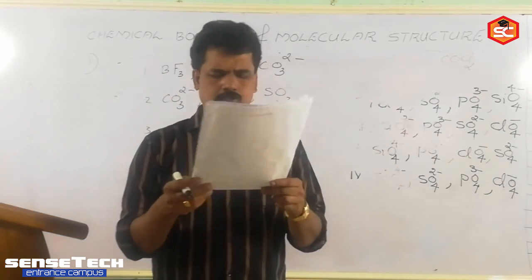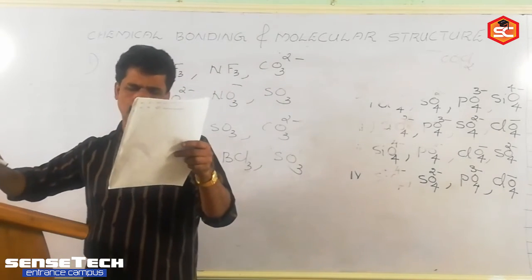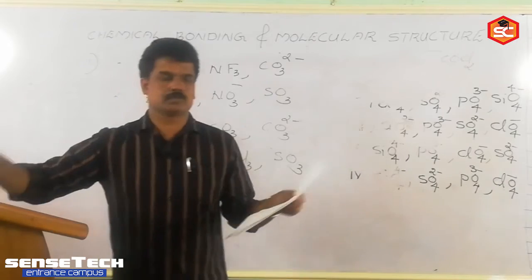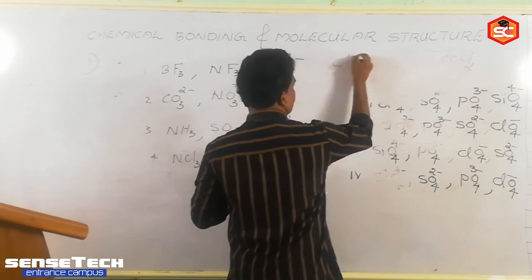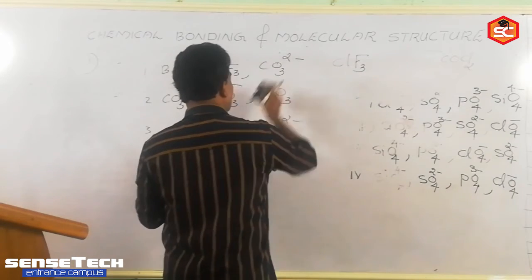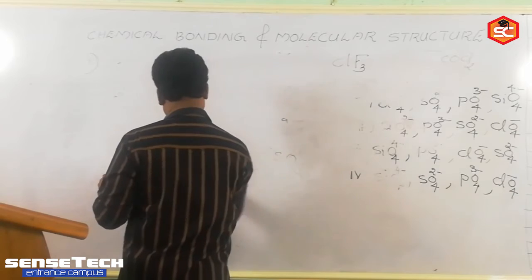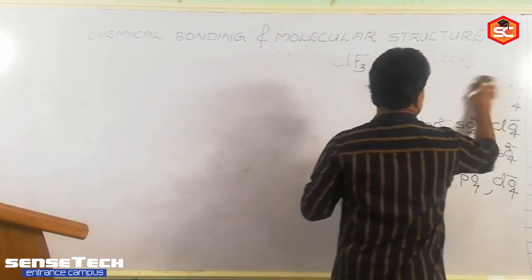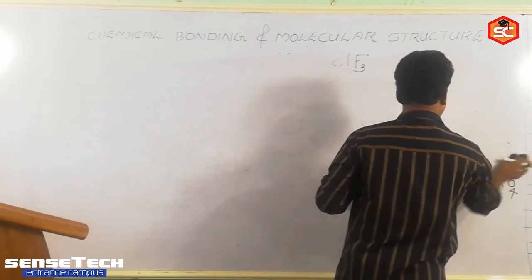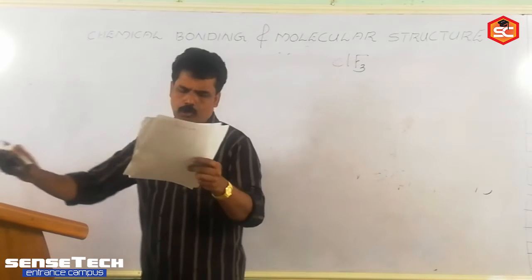Then question number 6. In the structure ClF3, the number of lone pairs of electrons on the central atom chlorine is. Note down all of you, ClF3, we already noted ClF3, they are asking only the central atom, how many lone pairs? Chlorine, total electrons 7, 3 are involved in bonding, remaining 4 electrons, so 2 lone pairs.